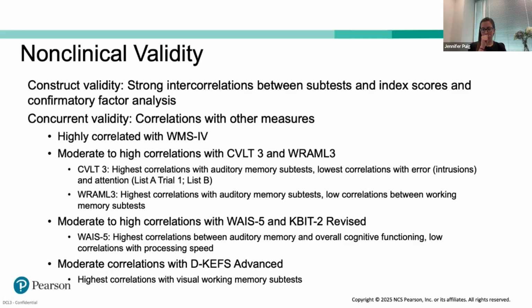In the WMS-5 and KBIT-2 revised study, the highest correlations were observed between the auditory memory subtests and index scores and the verbal subtests and overall index scores. The lowest correlations were noted between the design spatial index and the KBIT-2 revised subtest and index scores. The WMS-5 and the DCAFS advanced standardization data were collected at the same time. So we ran a validity study on examinees who participated in both studies. In general, the highest correlations were observed between the WMS-5 visual working memory subtest and index scores and the DCAFS advanced test scores.